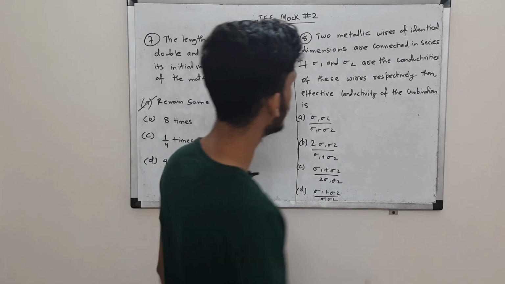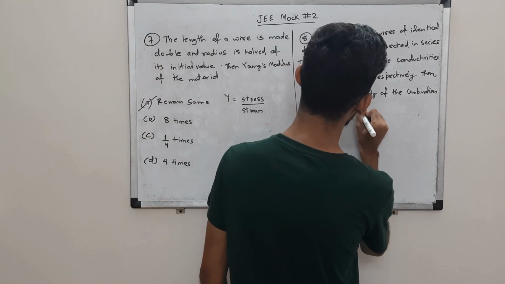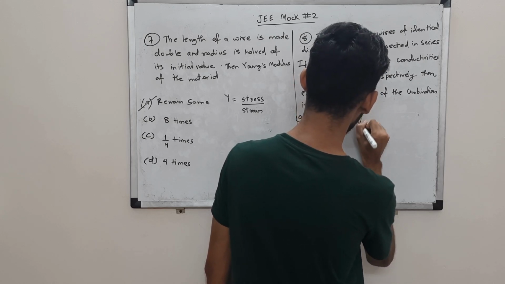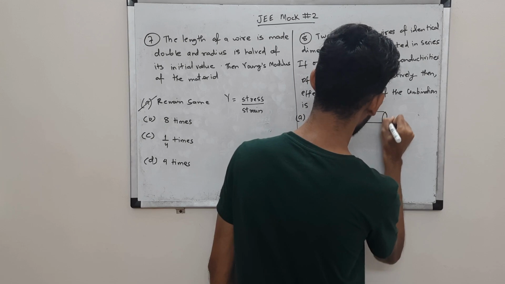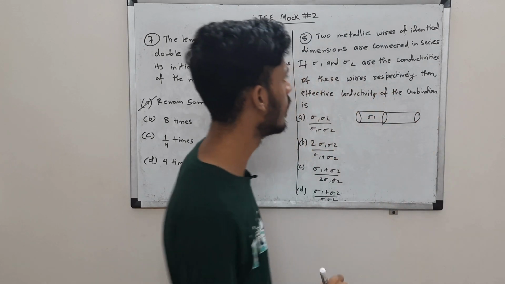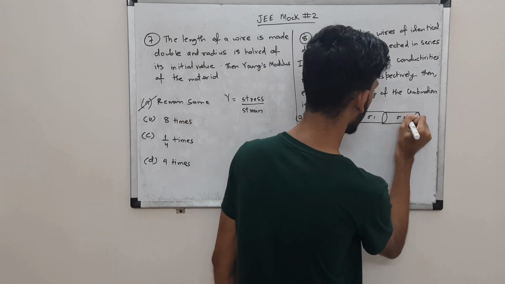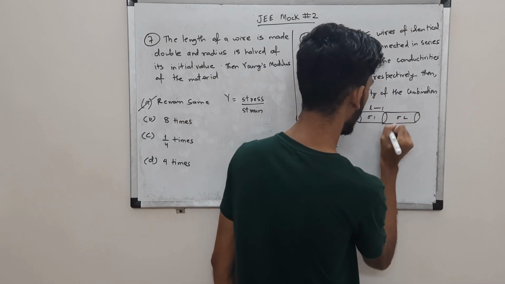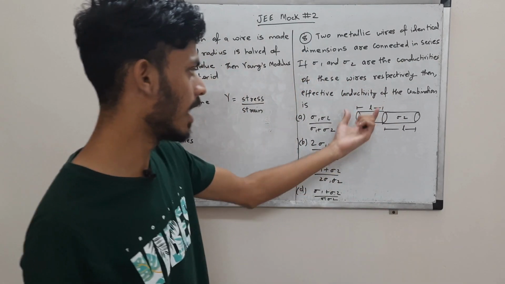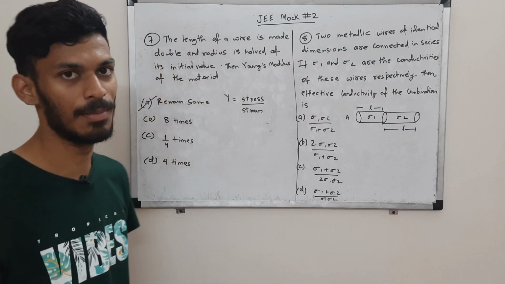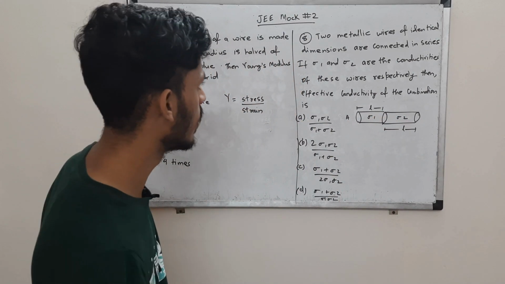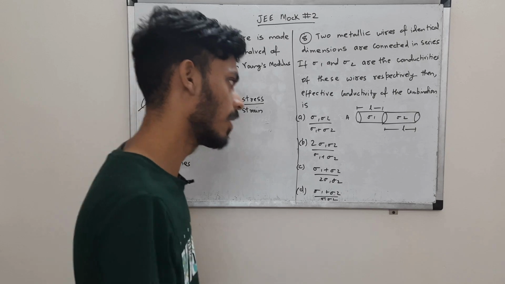Here we have 2 metallic conductors which we are going to connect in series. They have identical dimensions, so length and area are the same, but their conductivities are different, sigma 1 and sigma 2. Length is the same, L. I didn't draw it properly, but understand that the lengths and areas are the same, and conductivities are different. You are supposed to find the effective conductivity.